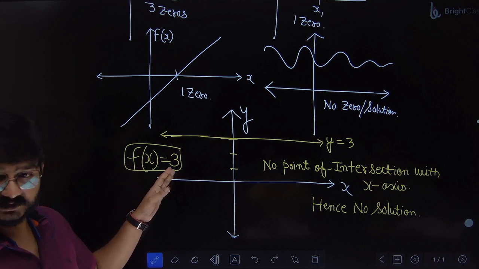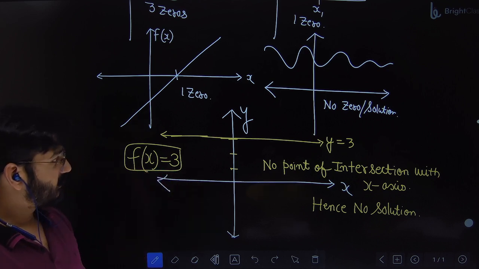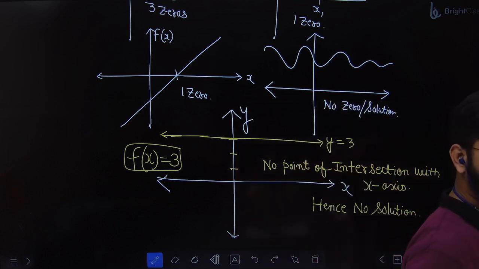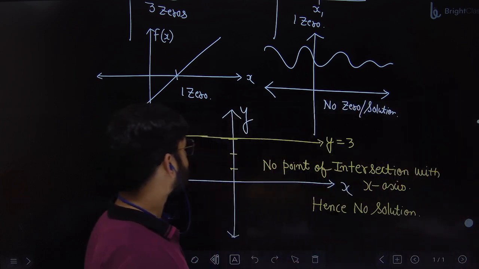f of x equal to 3, is it clear now? So here the solution means you are finding with respect to a point on the x axis. Any doubt?